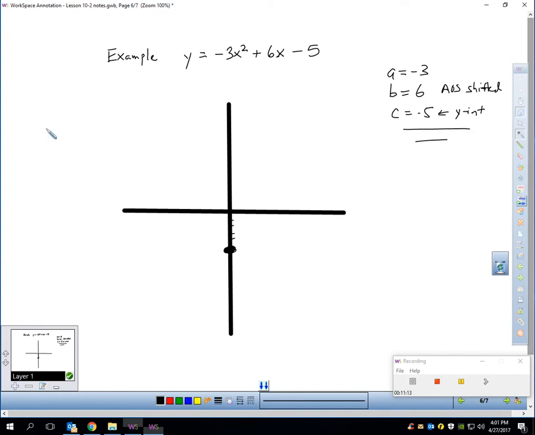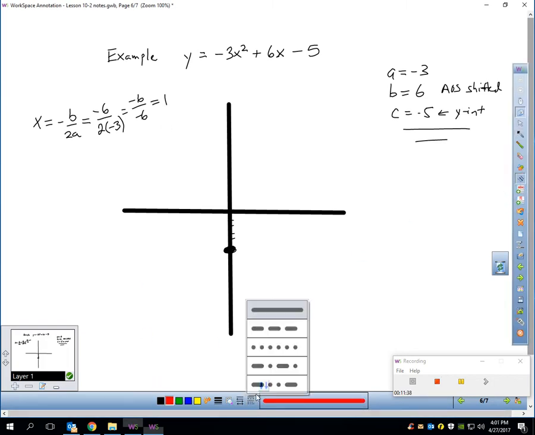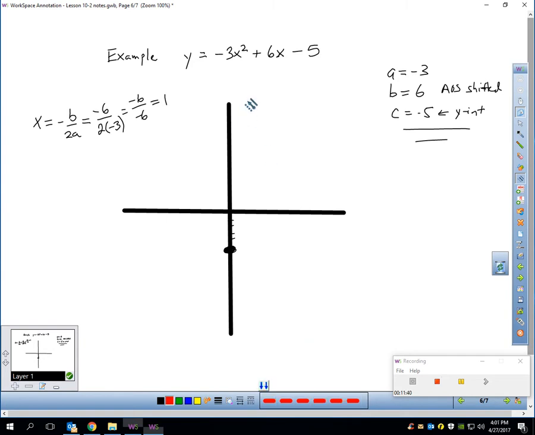It would have to be x equals negative b over 2a. I'm putting in 6 for b, so that's the opposite of 6 over 2 times negative 3. That's negative 6 over negative 6. My axis of symmetry is 1. So let's get out our ruler and draw our axis of symmetry 1 unit to the right. And there it is.